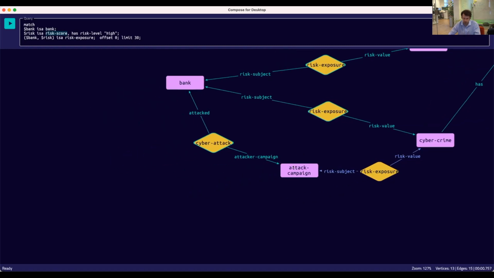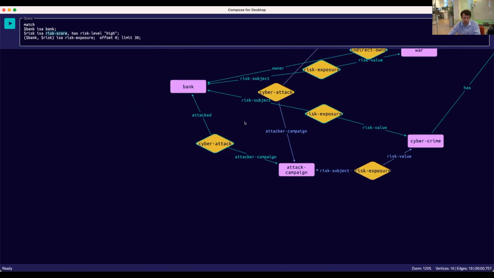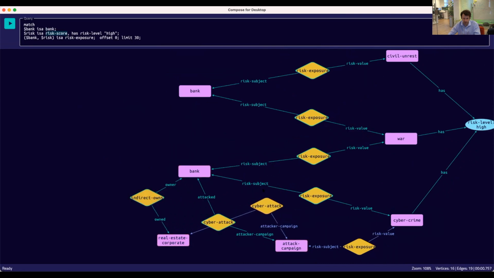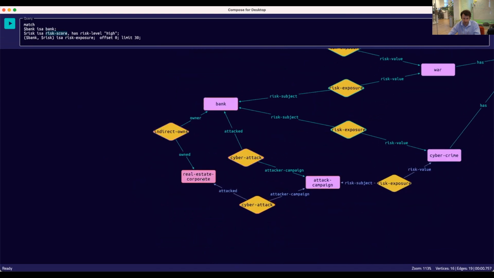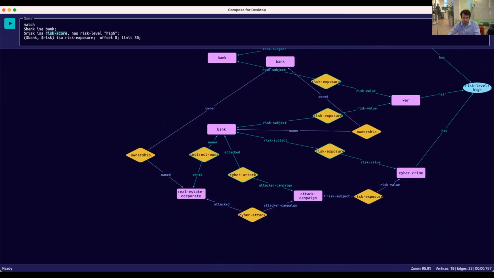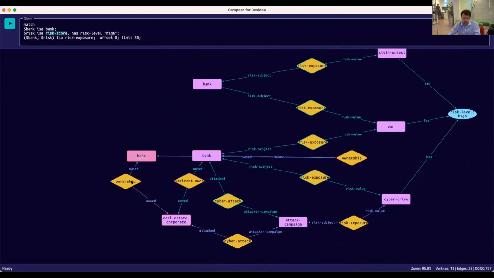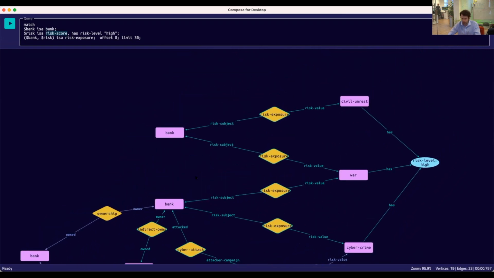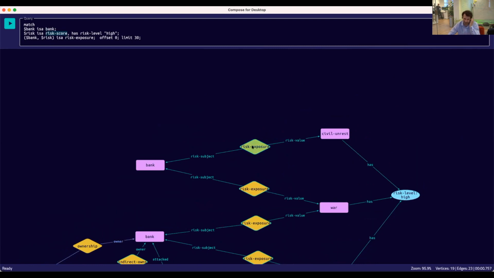And this is where it gets even more interesting, because while this relation is actually persistent in the database, this one isn't. So it's actually not even that same bank that's under attack. It's actually a subsidiary, because if we drill down even further, we see that the actual bank that's under attack, or the actual entity, is this real estate corporate, which is a subsidiary of this particular bank. And actually, if we look further, it's not even a direct subsidiary, because it's a subsidiary of yet another subsidiary. And then if we look here, this bank is connected to the civil unrest.